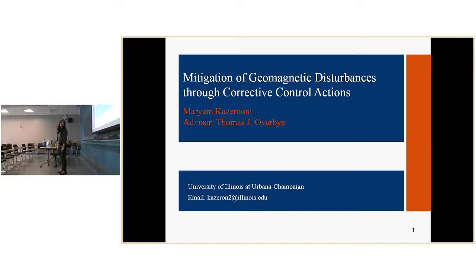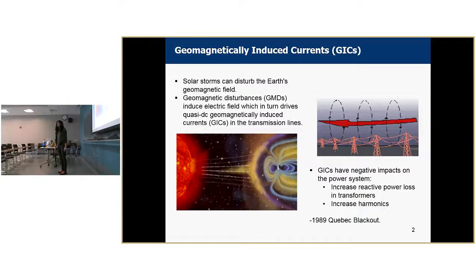Hi everyone, again I'm Maryam, and today I'm going to talk about mitigation of geomagnetic disturbances using corrective control actions. So let me start with an introduction on what are geomagnetically induced currents, or GICs. The activities at the surface of the sun disturb the magnetic field around the Earth's surface. By Faraday's law, these magnetic field disturbances induce an electric field on a transmission line, and that electric field induces a quasi-DC current on the lines, which we refer to as geomagnetically induced currents, or GICs.